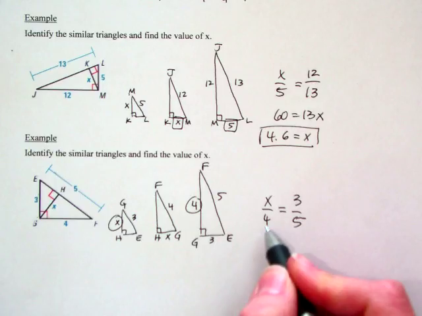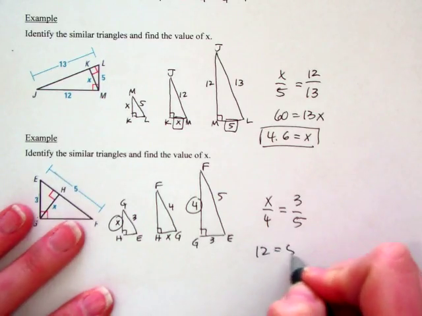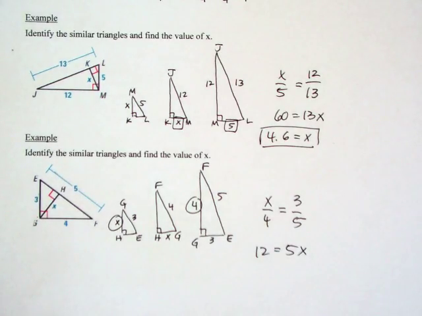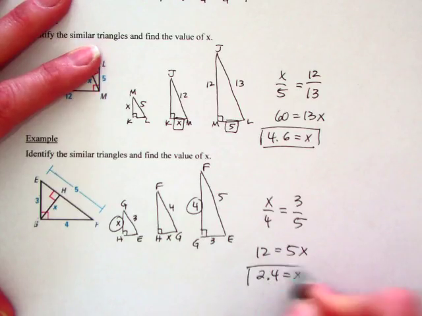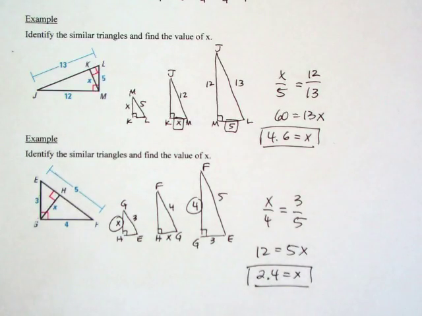So doing 3 times 4, I get 12. And then 5 times x. And 12 divided by 5 is 2.4. So I know it seems tedious, but if you really take the time to draw those 3 triangles, small, medium, large, and take the time to do that, I think you'll have better and more success trying to solve these problems.